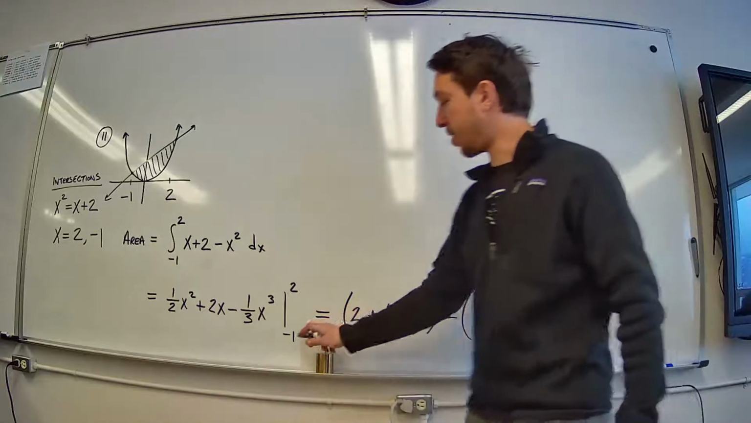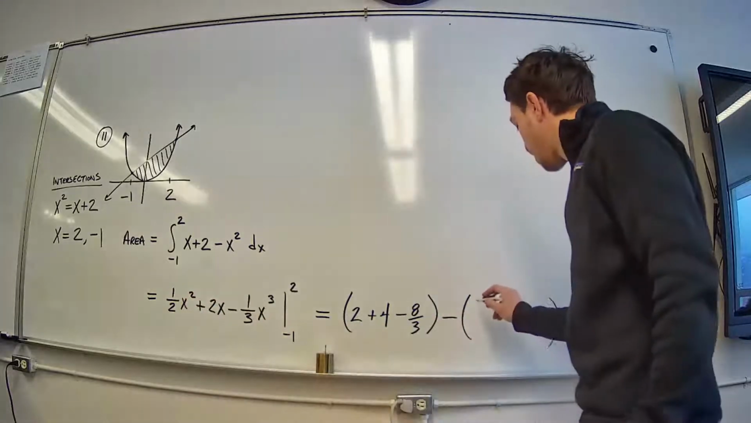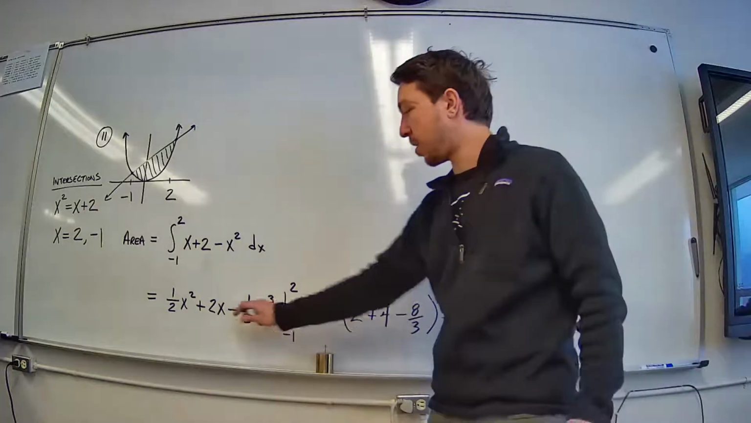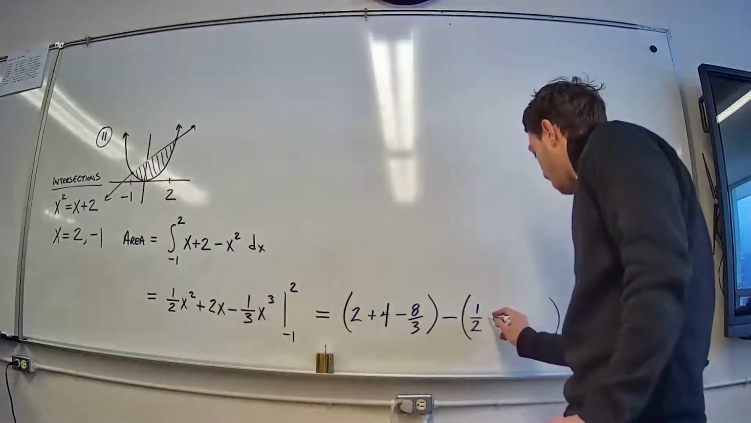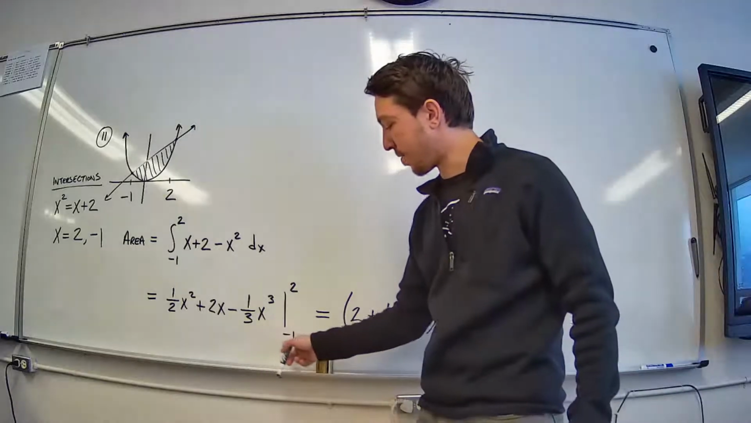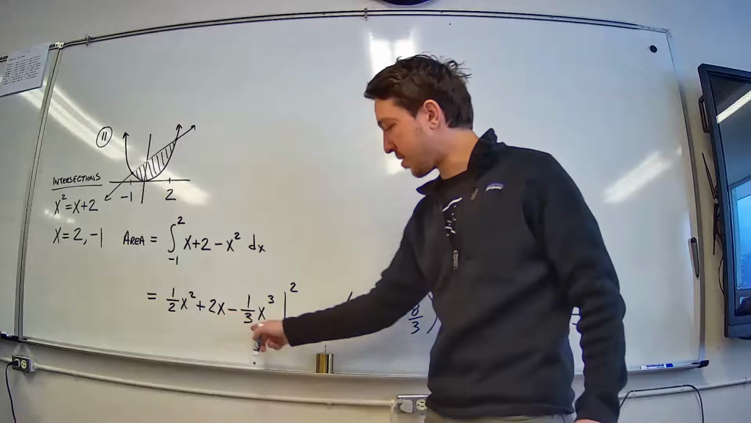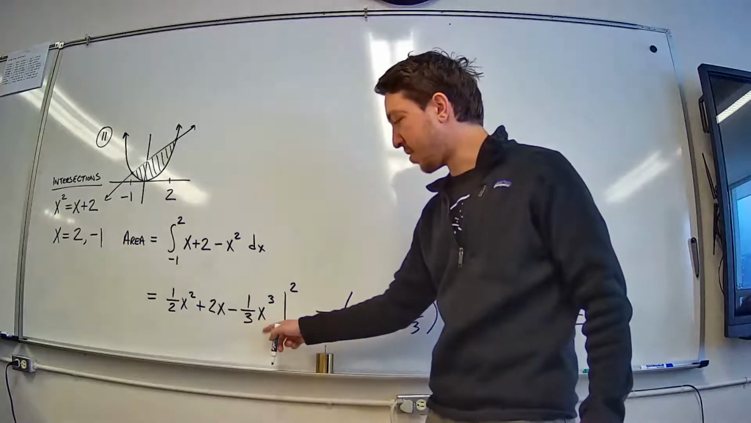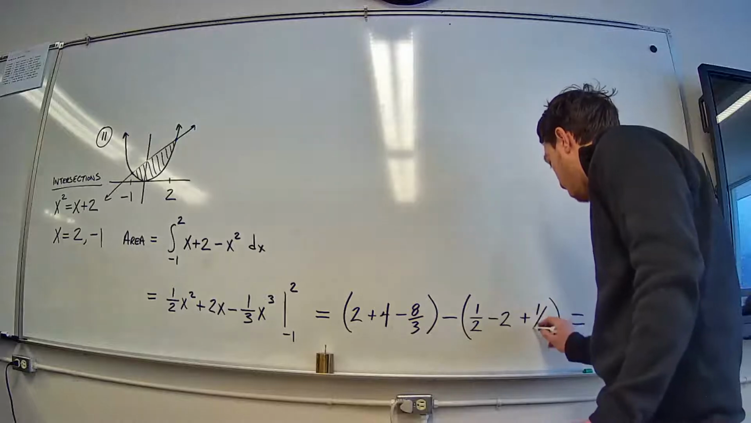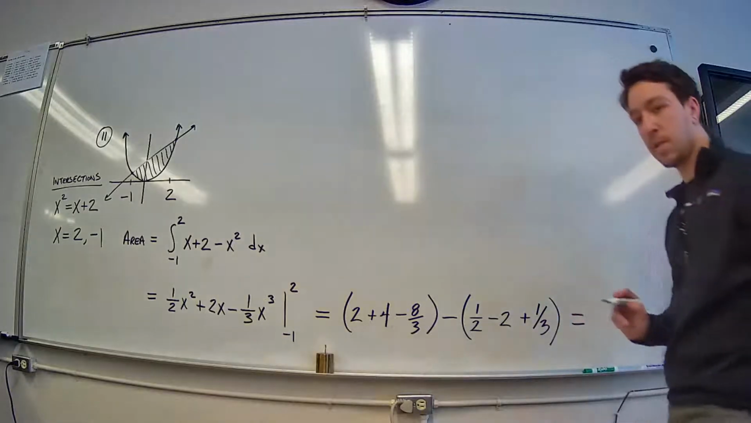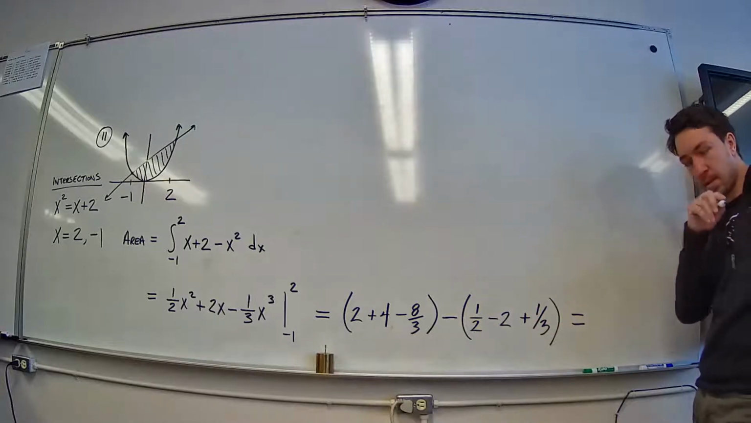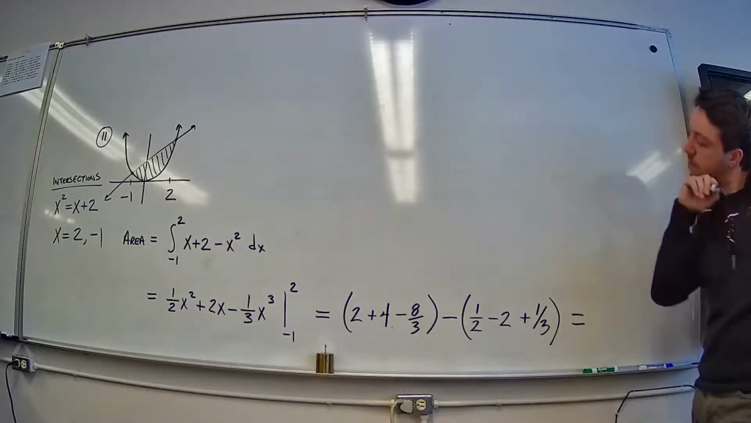Okay. Now let's plug in the -1. It's 1/2. How about there? -2. And then be careful. Minus 1/3 of -1 would really be plus 1/3. That feel okay for everyone? Okay.